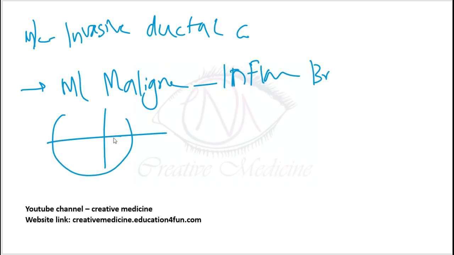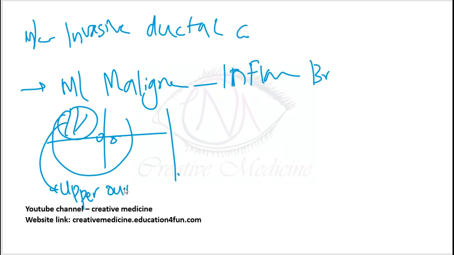Where is it present mostly? Mostly it is present in the upper outer zone. You will see carcinoma is seen mainly in the upper outer zone, and then in the upper outer quadrant you see the carcinoma.